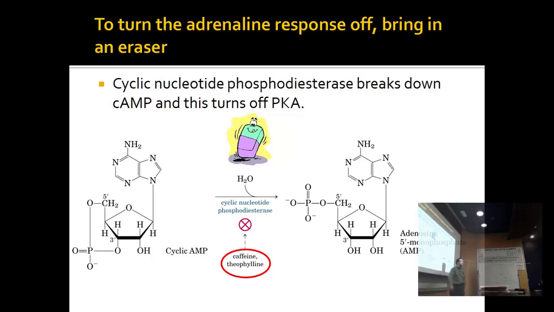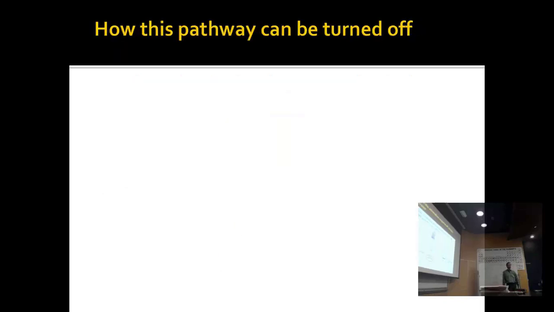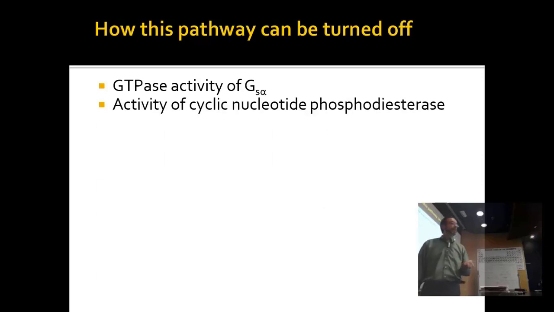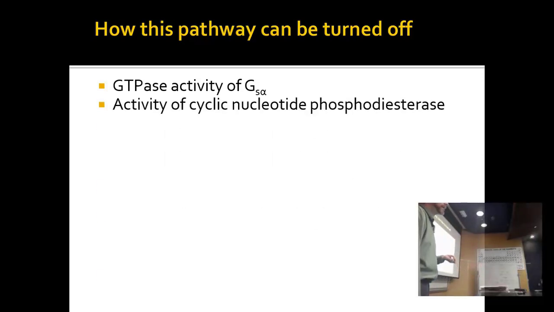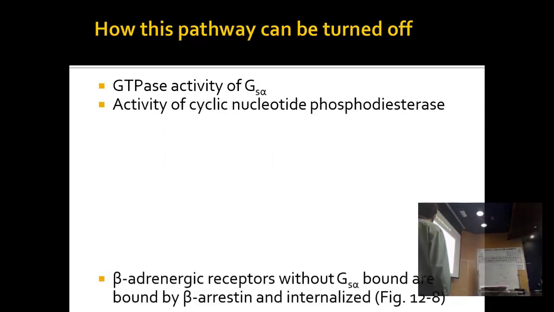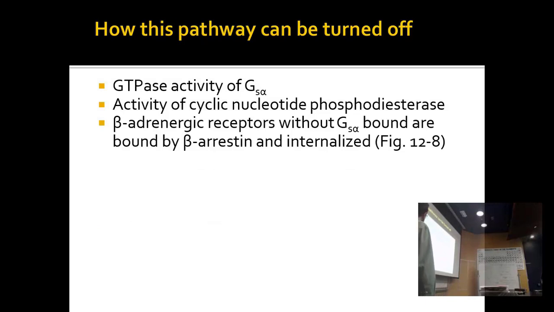Notice right here, caffeine shows up again. Caffeine actually does something inside the cell. Because it's inside the cell, it's probably not as important, but it's definitely something, so it's a biological question as to which one is more important. So it's how this pathway can be turned off. Realize that we've already talked about several ways to turn off this pathway. GS-alpha has a GTPase activity. The cyclic nucleotide phosphodiesterase has its own activity. Those are two ways to turn it off.